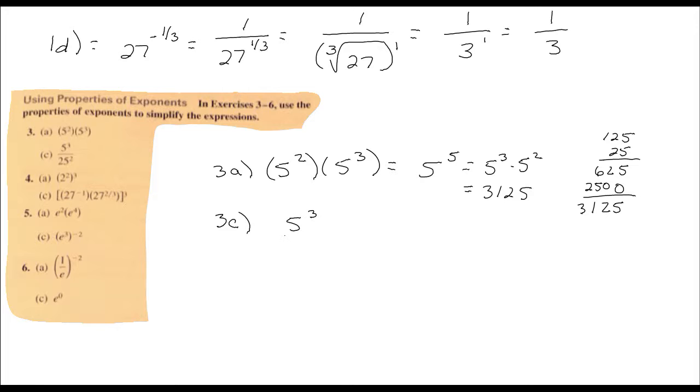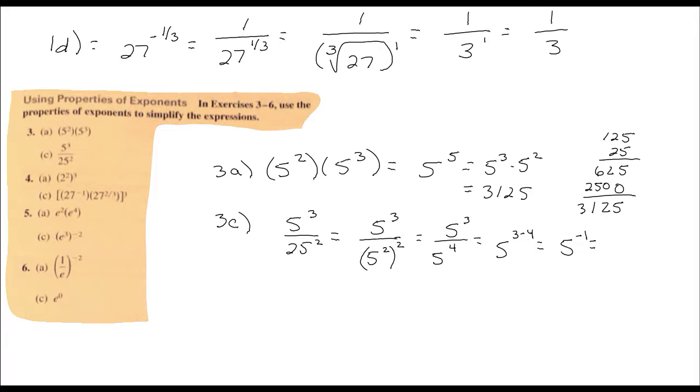5 cubed over 25 squared. Now there's a couple ways you could do this, but I'm going to do this as 5 cubed, and instead of 25 I'm going to write 5 squared, which is the 25, which is still being squared. Okay. Now when you raise a power to a power, you multiply them, so this would be 5 to the 4th. Okay. When you divide like bases, you don't add them, but you subtract them, and you take the top minus the bottom. So 5 to the power of 3 minus 4, which is 5 to the negative 1.